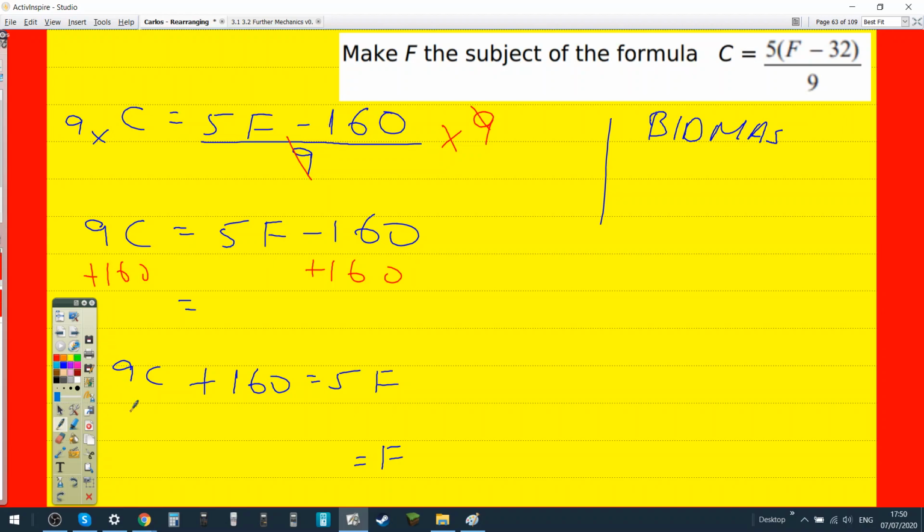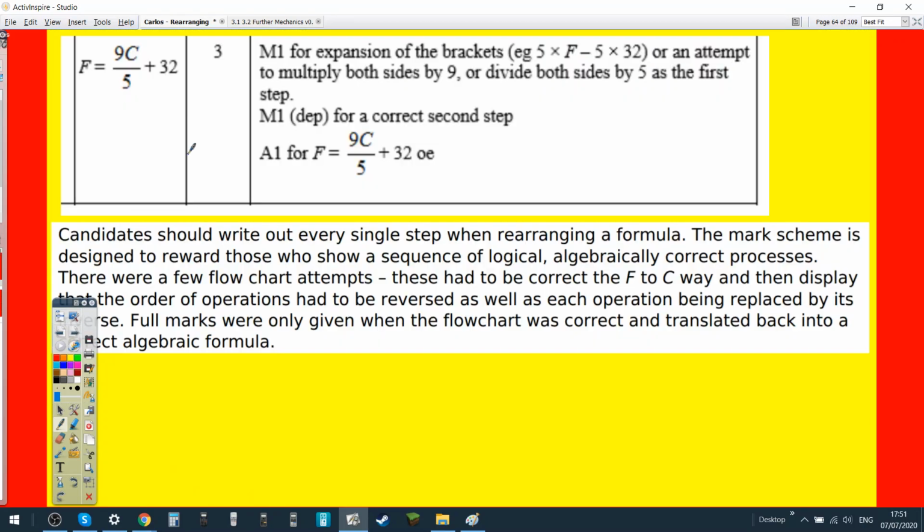f equals 9c plus 160, divided by 5. Well done. That's great. So they did 160 divided by 5 and they got 32. It's the same thing. Any questions for that?